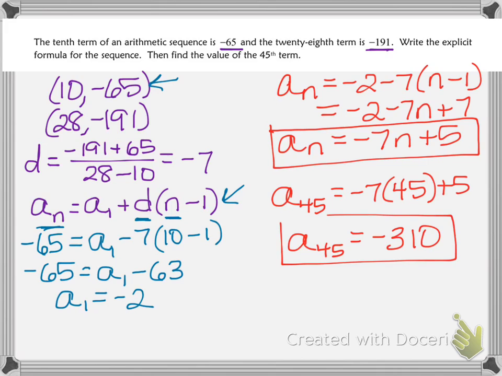So it's a little bit of a long process here, but again, keep in mind arithmetic sequences follow a linear pattern, so you can use the two terms that you're given as two points, and then you're really finding the slope between those two points, which gives you the common difference.